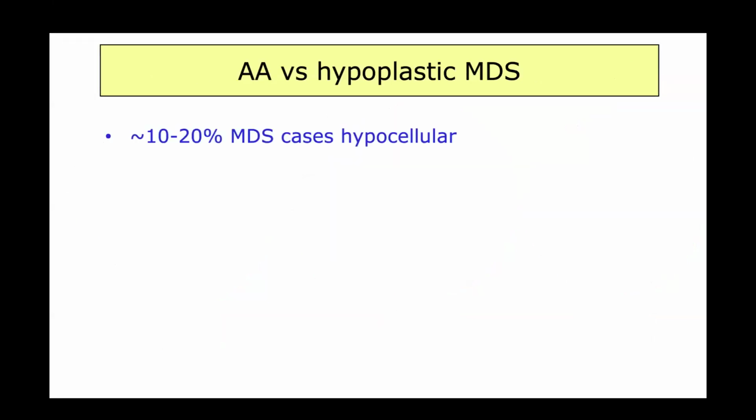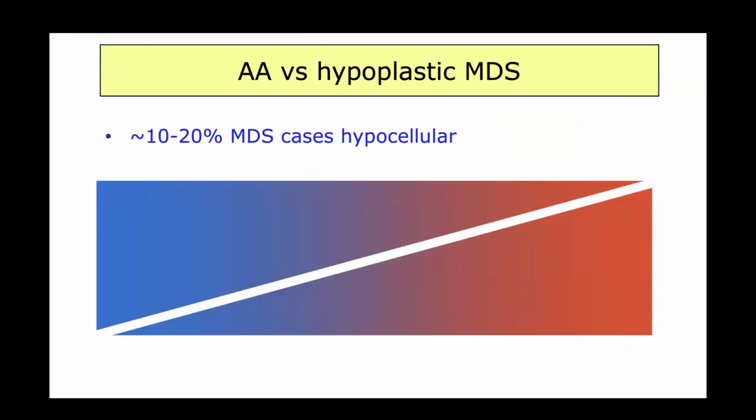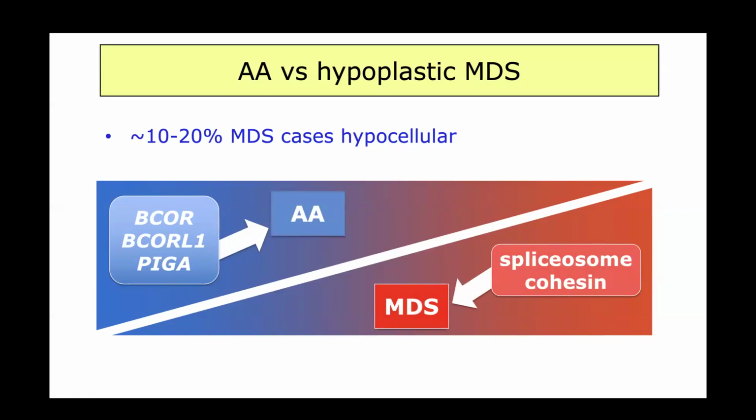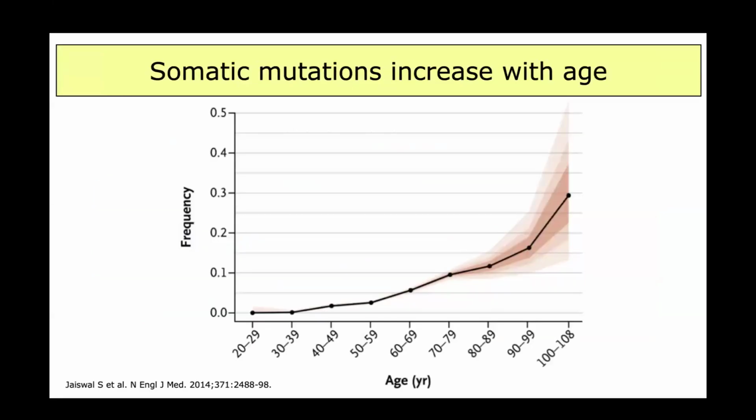And sort of to that point, about 10 to 20% of MDS cases, as I mentioned in one of my much earlier slides, are in fact hypocellular rather than the expected hypercellular. But the genetic profile can help push you in one direction or another. As I mentioned on the previous slide, if you have BCOR, BCORL1 or PIGA gene mutations, which are prototypically seen in PNH, you're more likely dealing with aplastic anemia. By contrast, if you have a mutation of a spliceosome gene or one of the cohesin complex genes, you're more likely to be dealing with myelodysplastic syndrome. So they can be somewhat helpful in that regard.